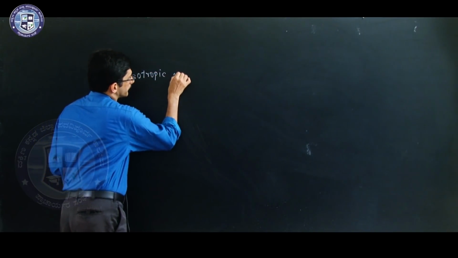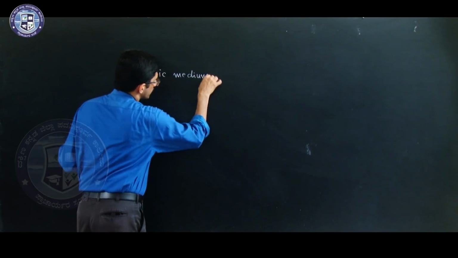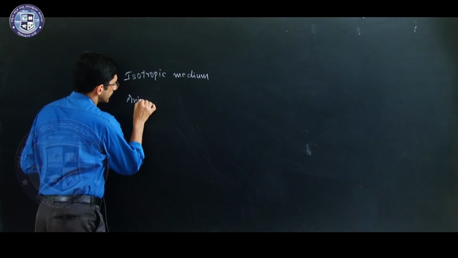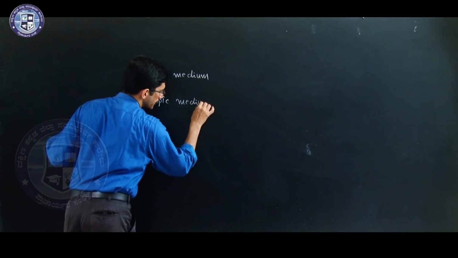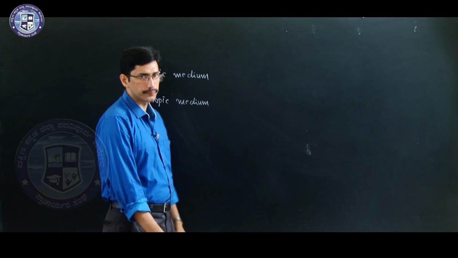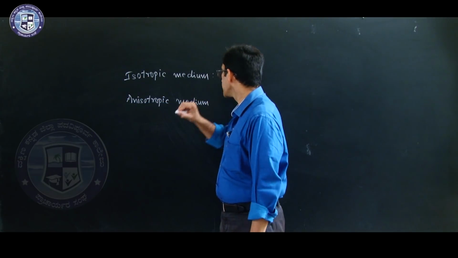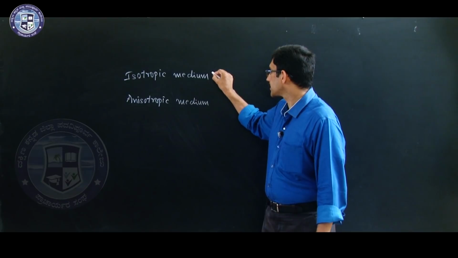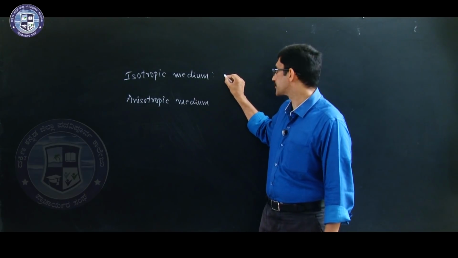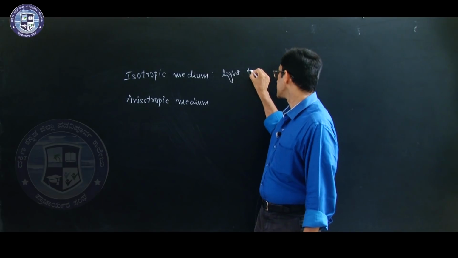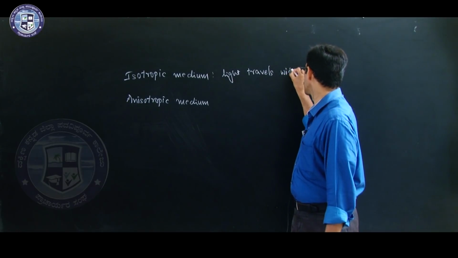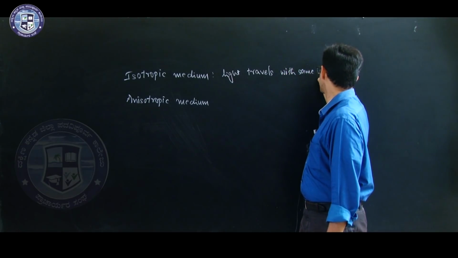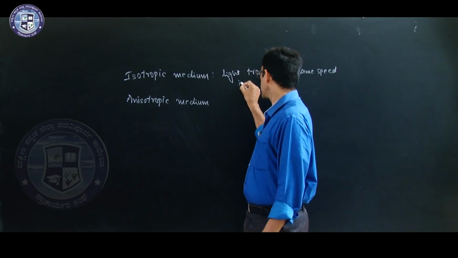You can also consider the isotropic medium. Then there is one more medium, that is anisotropic medium. So, these are all the basic definitions that you need to know, that would help you some way. So, isotropic medium is a medium in which the light travels with the same speed in all the directions.